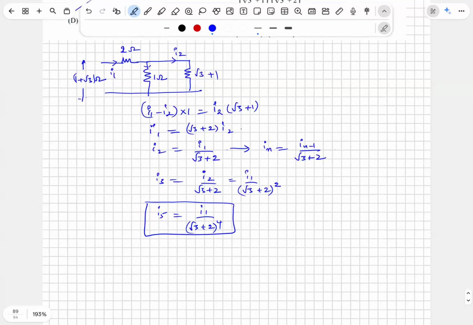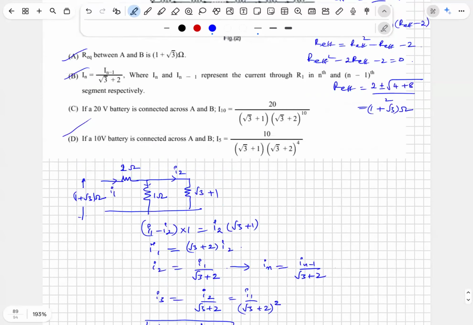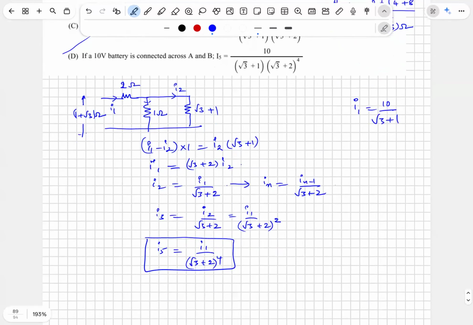The problem is concluded. What is I1? I1 is 10 by the effective resistance, root 3 plus 1. That's the main current entering. So therefore, finally, I5 is 10 by (root 3 plus 1) times 1 by (root 3 plus 2) to the power of 4.